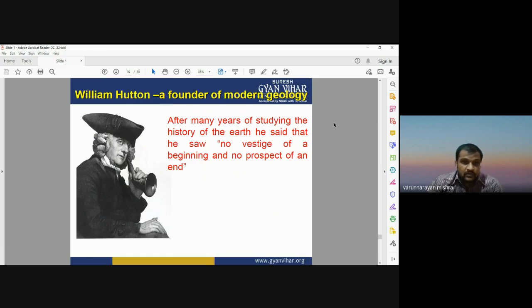So William Hutton is a founder of modern geology, and after many years of studying the history of the Earth, he said that he saw no vestige of a beginning and no prospect of an end. So William Hutton was considered the founder of modern geology.